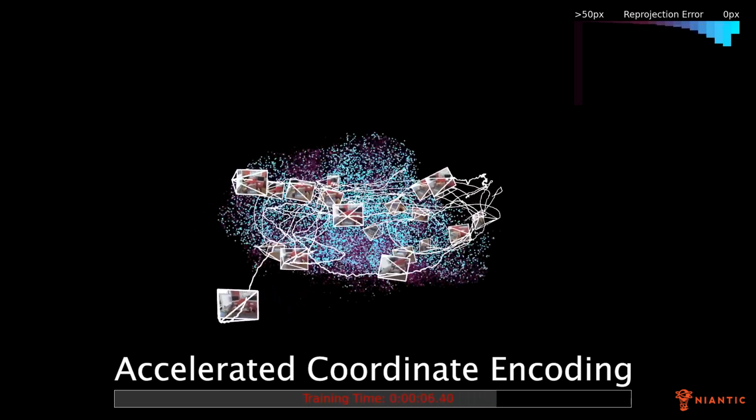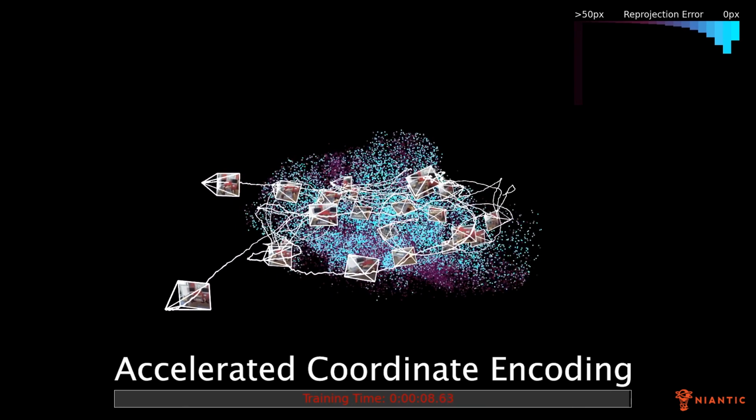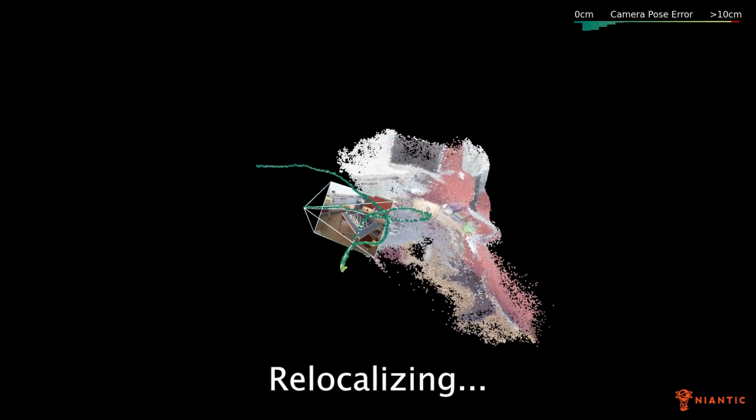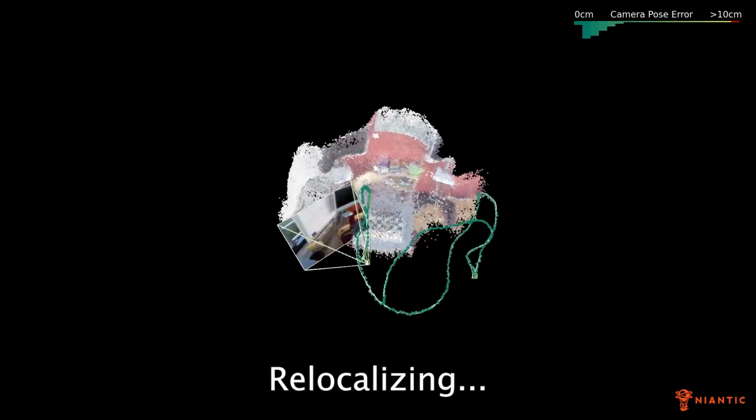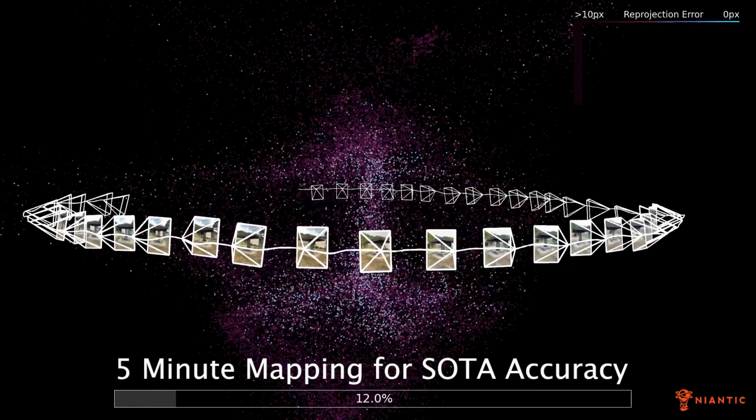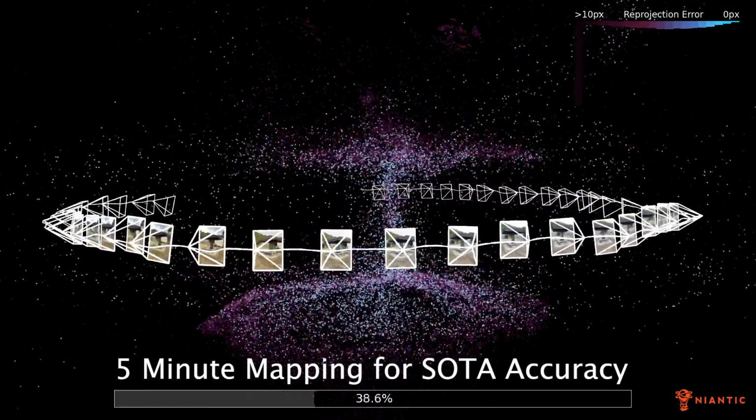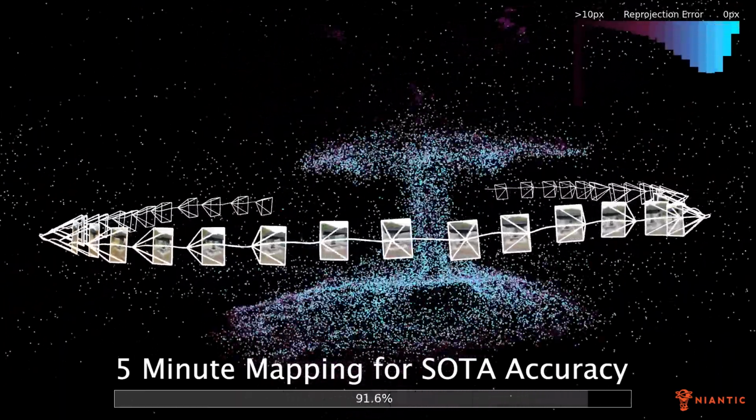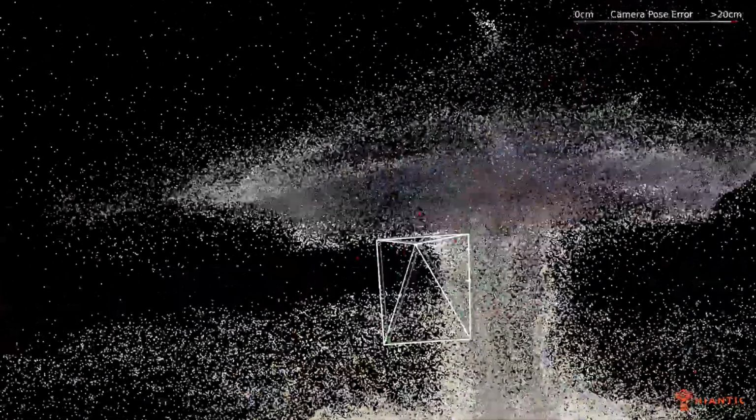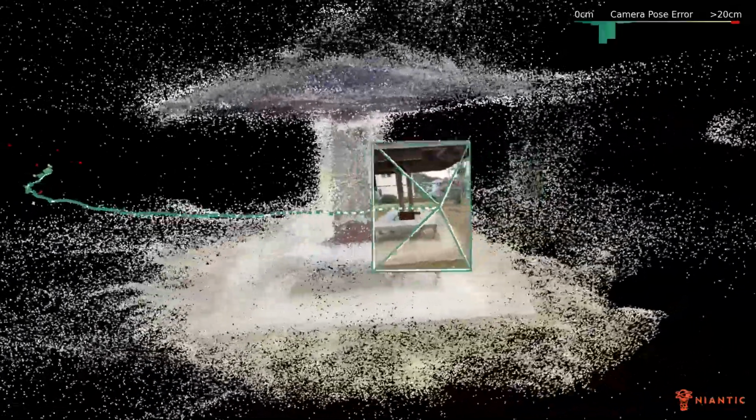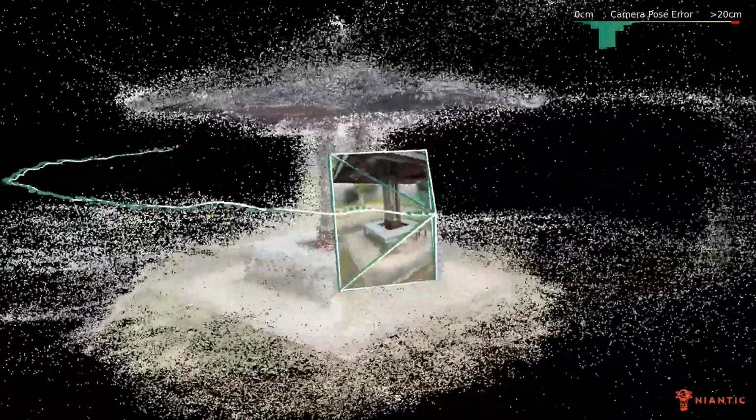Let me show you what ACE can do after 10 seconds of training. The query input here is a video, but we only use single RGB frames for our pose estimates. There is no tracking. We need 5 minutes mapping time to achieve state-of-the-art accuracy. That is a 200 times speed up compared to DSAC star, or a 300 times speed up on a consumer-grade GPU. ACE is the first learning-based relocalizer with high accuracy and practical mapping times.